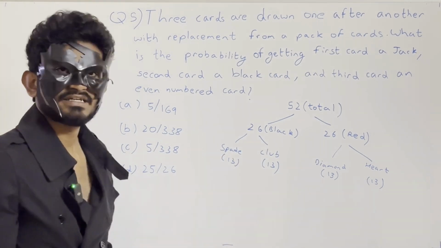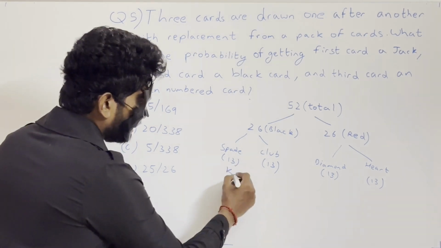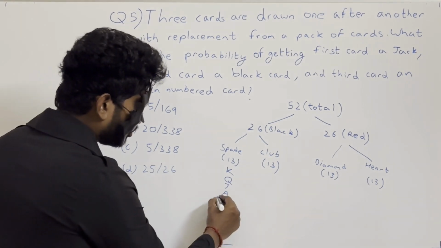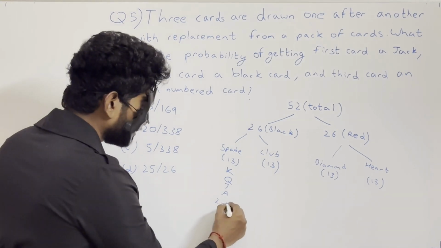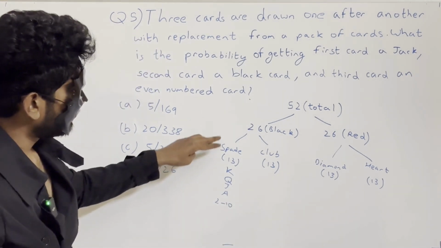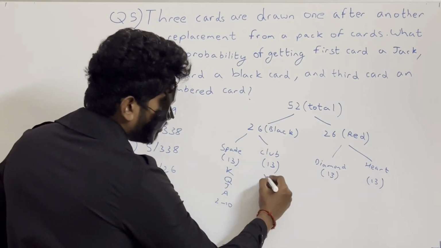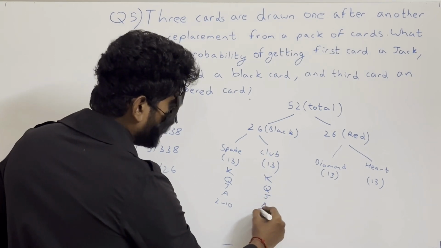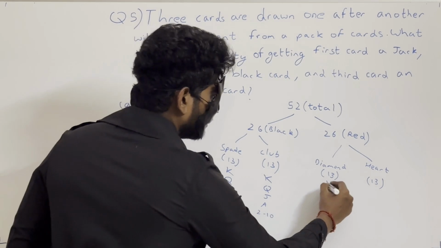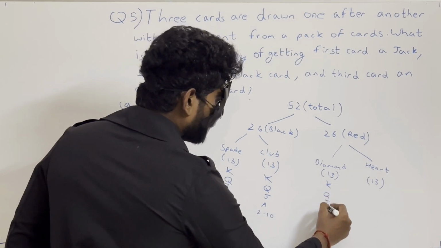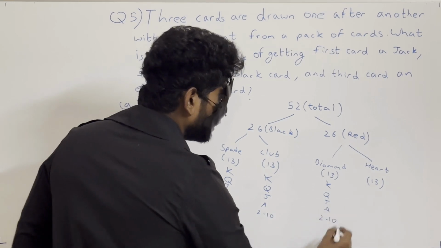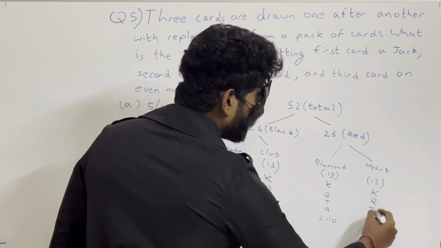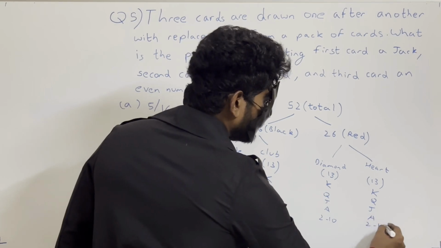And in each category there will be one king card, one queen, one jack, one ace, and numbered cards from 2 to 10. So similarly, one king card in club, one queen card in club, one jack in club, one ace in club, and numbered cards from 2 to 10. Similarly here also, king, queen, jack, ace, and numbered cards from 2 to 10. And similarly in hearts also, one king card in heart, one queen, one jack, one ace in heart, 2 to 10 numbered cards in heart.